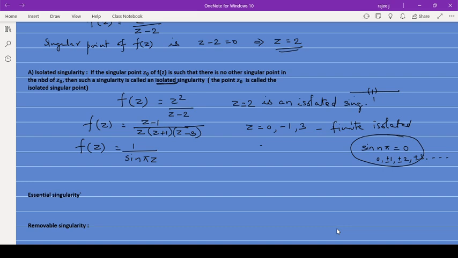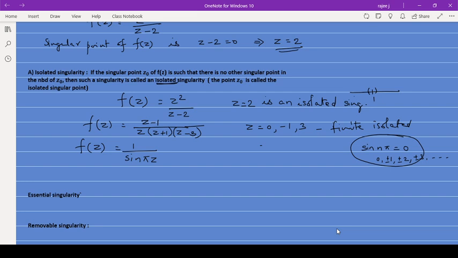So here when z equal to 0, sine 0 comes, which means 0. So 1 by 0 means infinity. Then z equal to 1 means sine 1 pi, sine pi is 0. So 1 by 0 is infinity. Now if z is 2, then sine 2 pi.